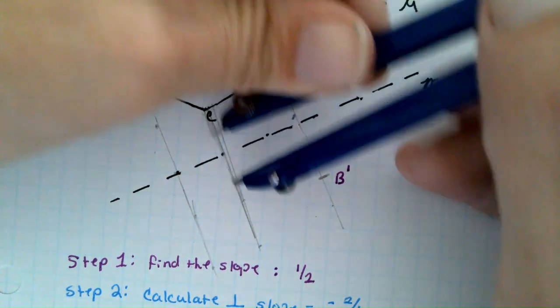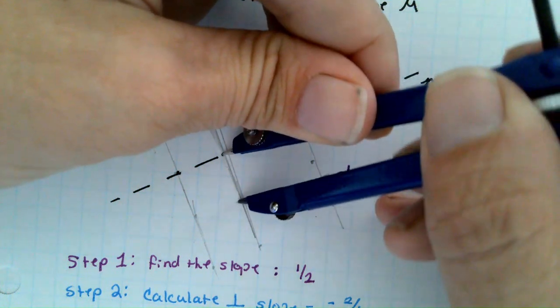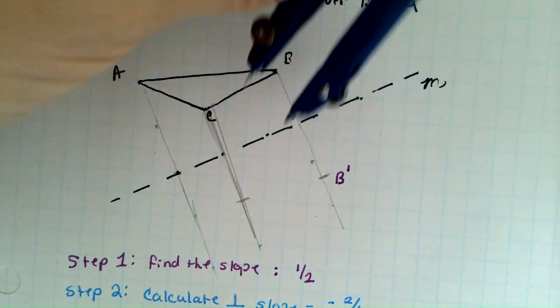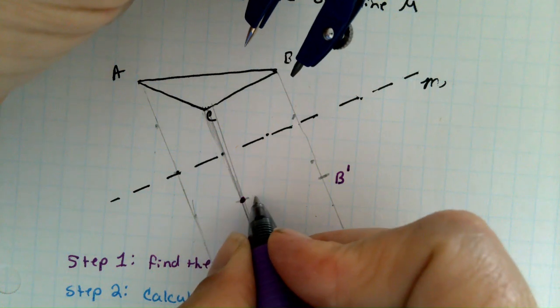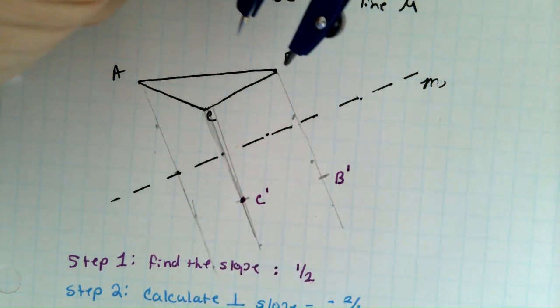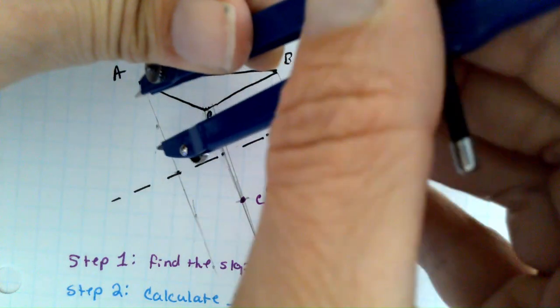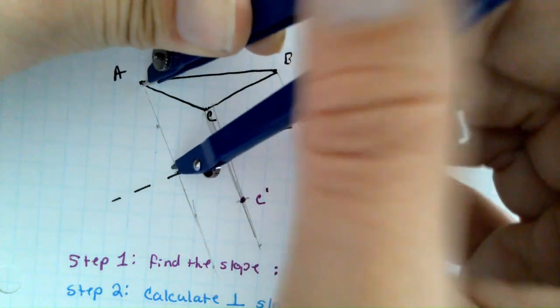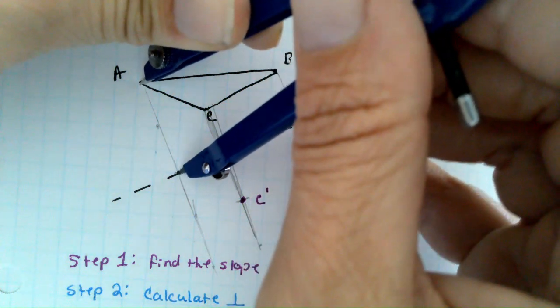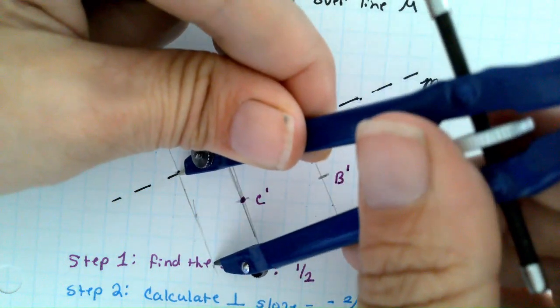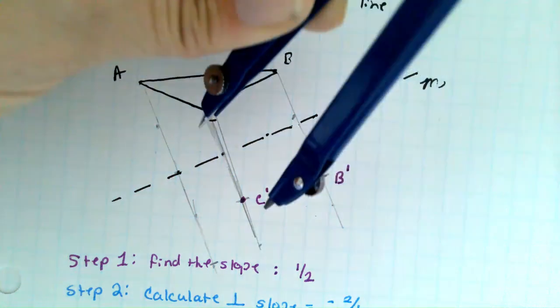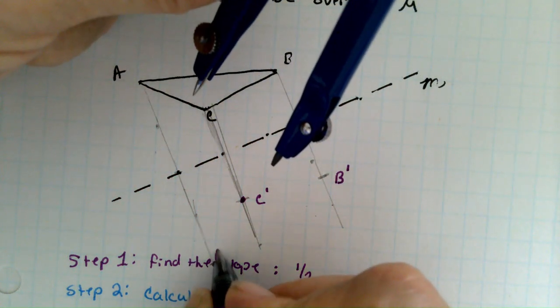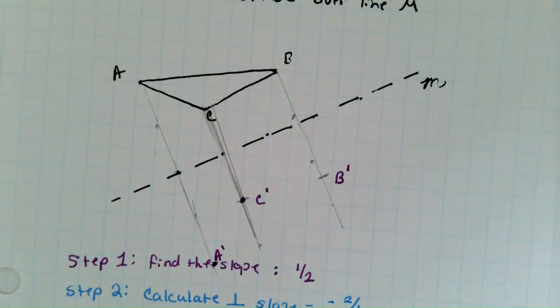From B, not my first step in the triangle. Okay, I've got that measured. Come over here, make my mark. There is C. And there's that. And so there is A. And now I'm just going to connect my triangle.